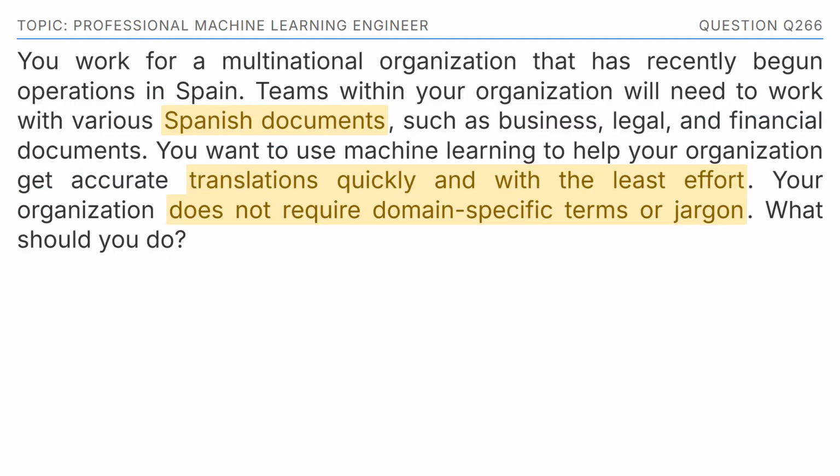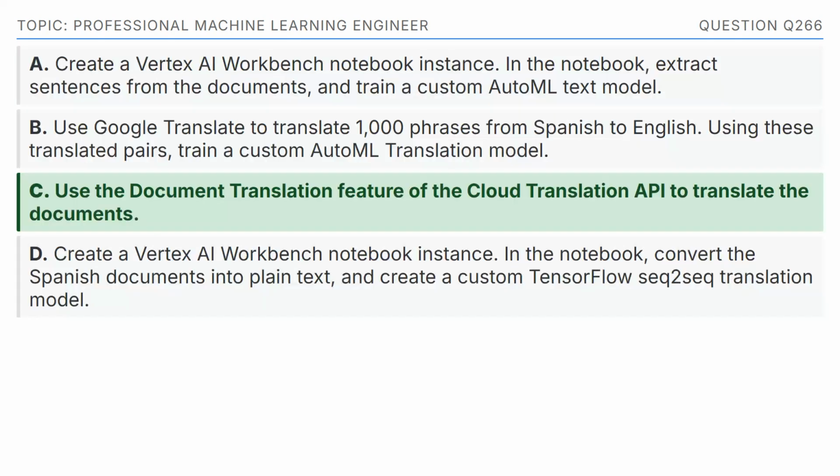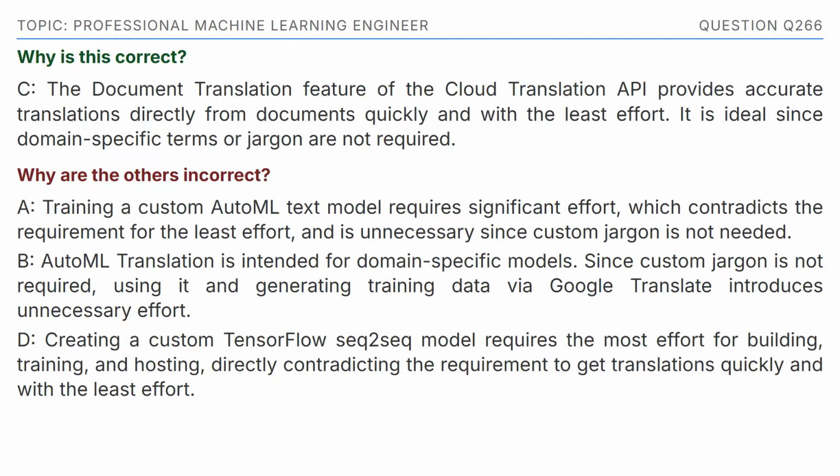To arrive at the correct answer, we focus on the keywords: Spanish documents, translations quickly and with the least effort, does not require domain-specific terms or jargon. The correct answer is option C, use the document translation feature of the Cloud Translation API to translate the documents. Why is this correct? C. The document translation feature of the Cloud Translation API provides accurate translations directly from documents quickly and with the least effort. It is ideal since domain-specific terms or jargon are not required.